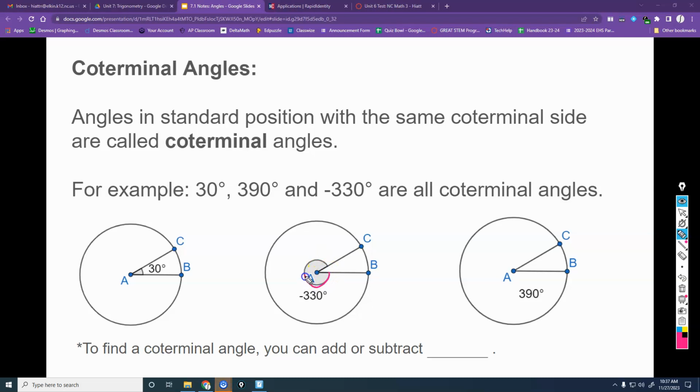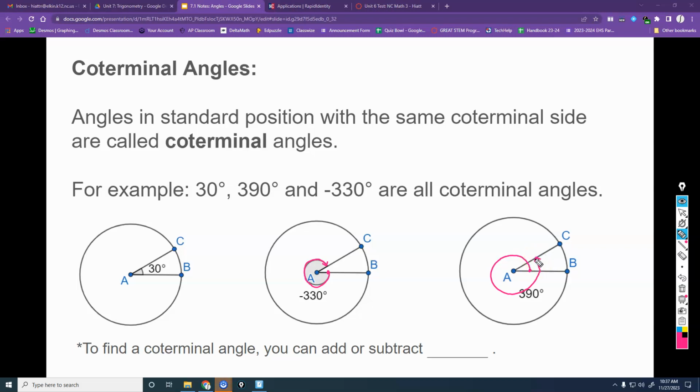Right? Negative 330 is the opposite direction, 330 degrees. This would also be the same as 390. 390, you always start from the side right here, right? You always have to start from that initial side. If I went all the way around, that'd be 360. And if I added that 30 degrees there onto it, then that would be 390 degrees.